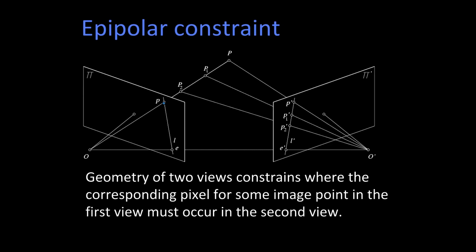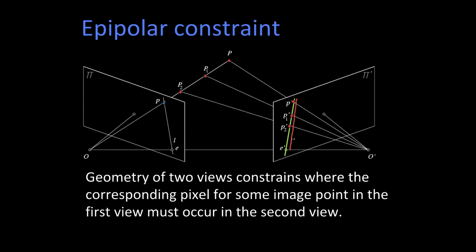So looking at this geometry a little more carefully, the geometry of two views constrains where the corresponding pixel will be. So the point P that projects into the image, well, it could be out here in the world, that red point P. Or it could be at P1, or it could be at P2, or it could be anywhere along that ray in the left image which projects to that line in the right image. That line is called the epipolar line.